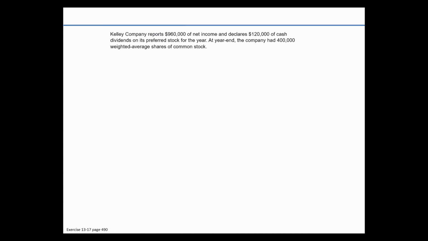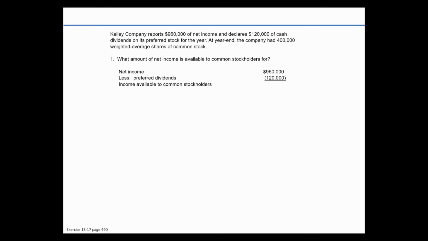So the Kelly Company reports 960,000 of net income and declares 120,000 of cash dividends on its preferred stock for the year. At year end, the company had 400,000 weighted average shares available. So first of all, figuring out the net income available to common stockholders. So the net income we have is $960,000 minus the preferred dividend of 120,000. So that leaves an income available to common stockholders of 840,000.